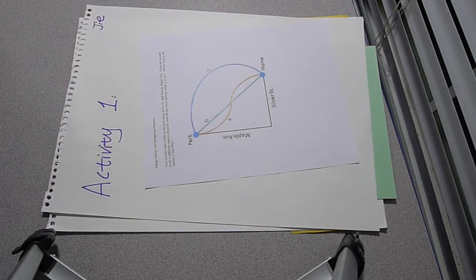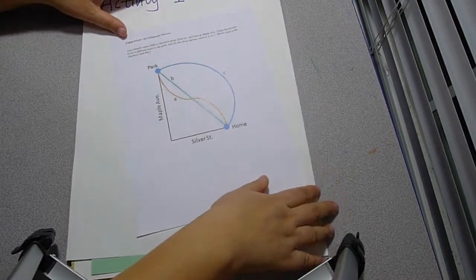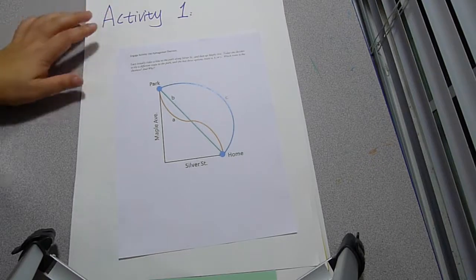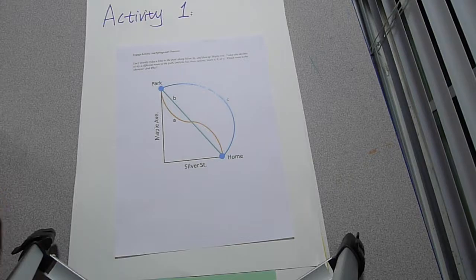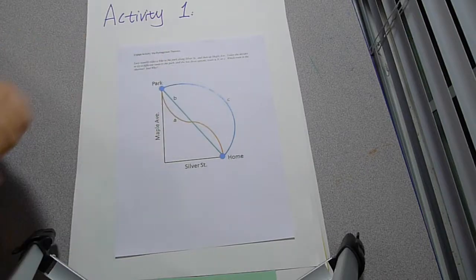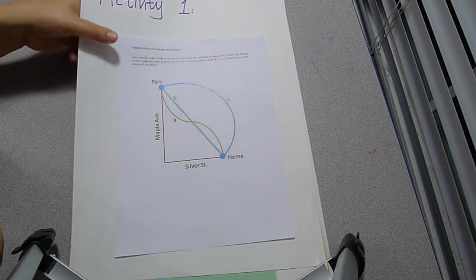So here is the first activity I plan to do at the beginning of the class. Each group is going to receive a worksheet exactly like this. Students are asked to figure out which route is the shortest between A, B, and C. The reason I plan to use this activity is because I want to activate students' prior knowledge and also to build a connection between what they already know and what we're going to learn in the present lesson.